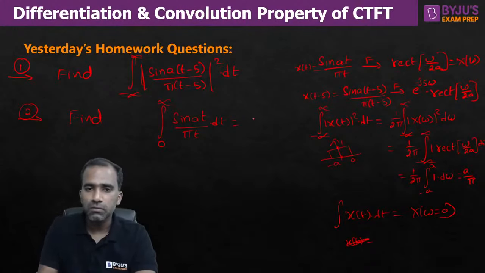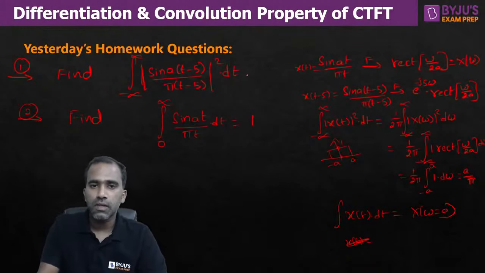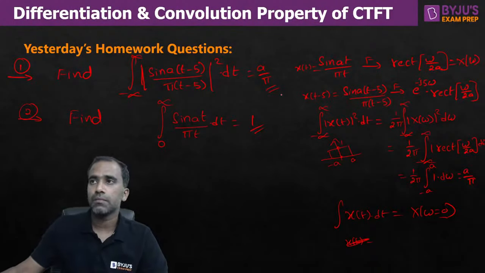What is the value of the Fourier transform at omega equal to 0? It is 1 only. That's it. So that is the answer. So the answer for the first question is a by pi. The answer for the second question is 1 unit. If you have done it, you can cross check if you have done it correctly or not.